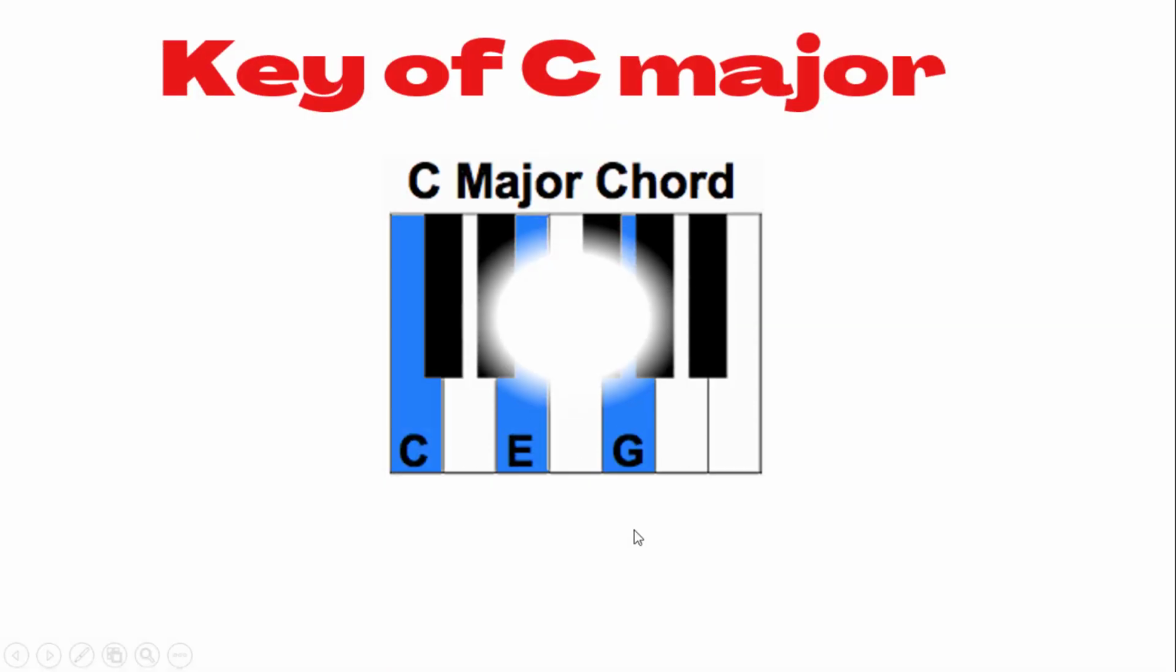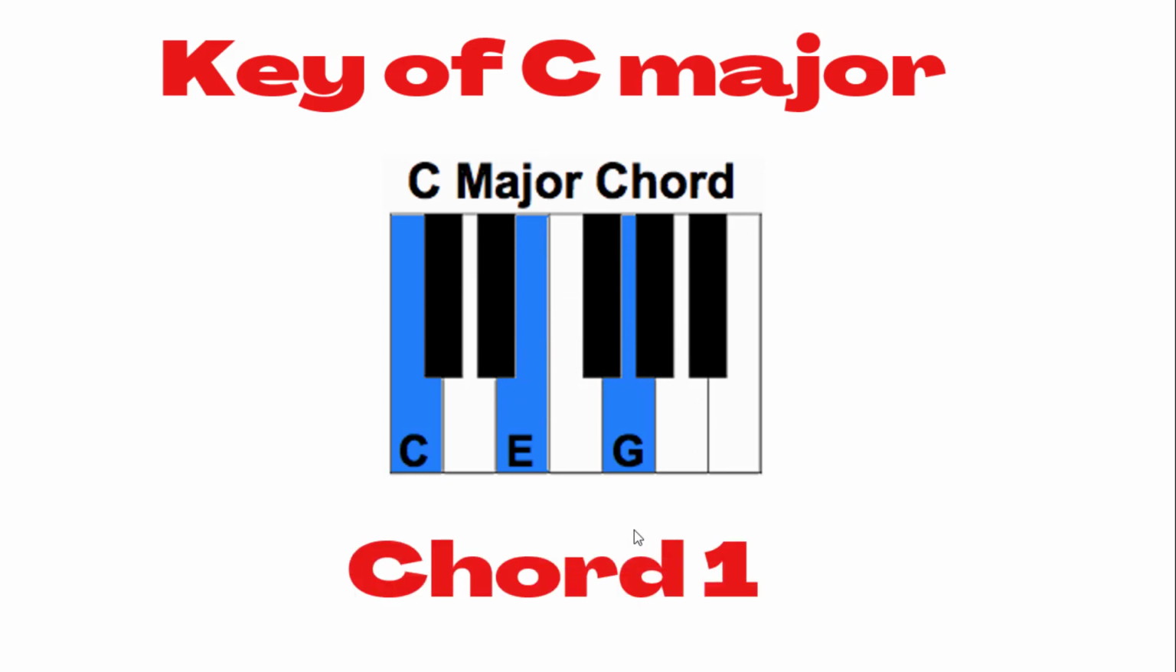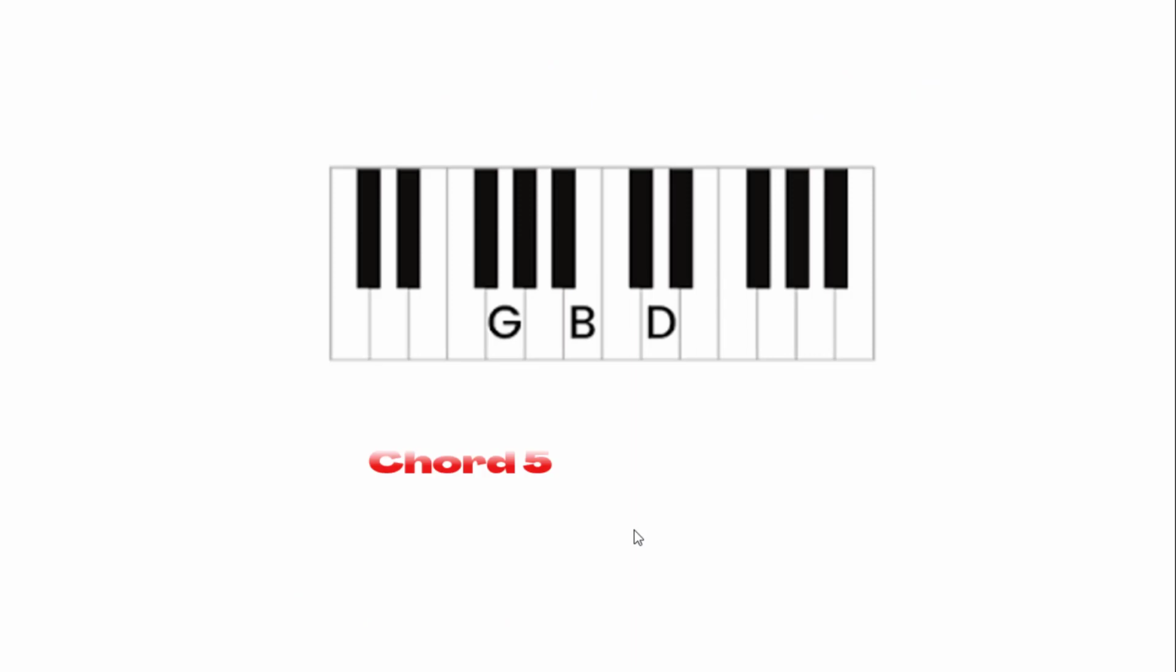In today's class, I want to teach you how to play Row, Row, Row Your Boat with the appropriate primary chords you can use. Primary chords are chord 1, 4 and 5. For instance, if you are in the key of C major, your chord 1 is C major, your chord 4 is F major, and your chord 5 is G major.